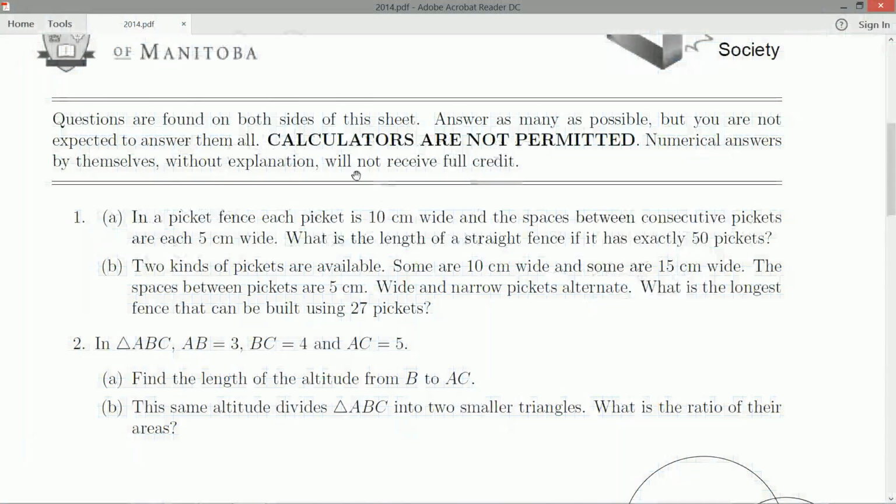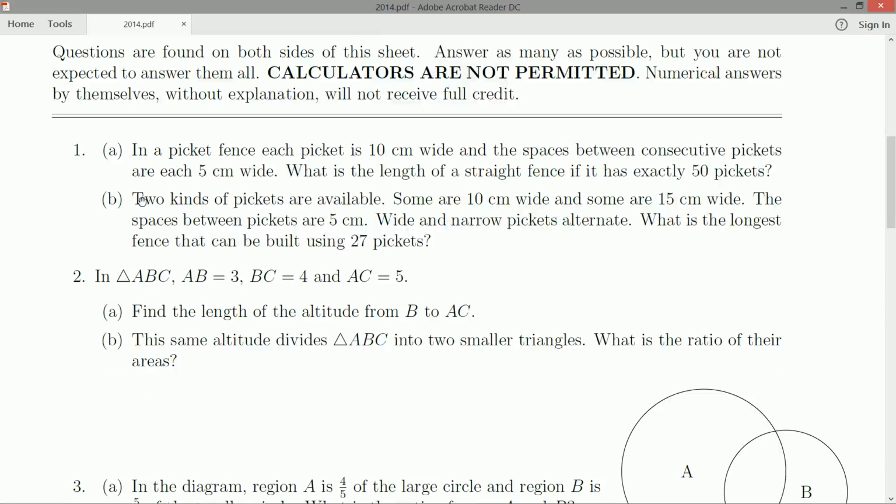Okay. So that's 1A. Now we've got 1B here. 2 kinds of pickets are available. Some are 10 centimeters wide, and some are 15 centimeters wide. The space between the pickets is still 5 centimeters. Wide and narrow pickets alternate. What is the longest fence that can be built using 27 pickets?